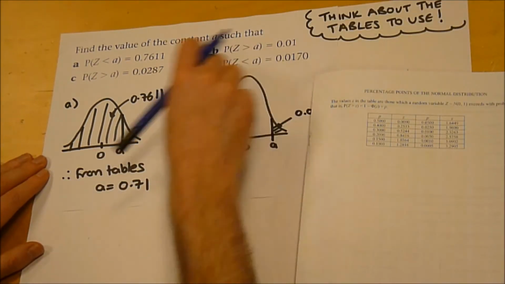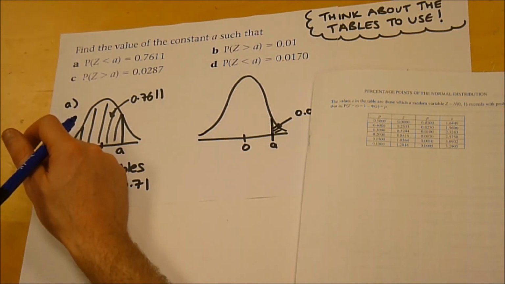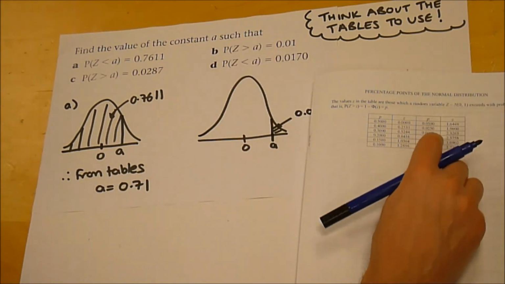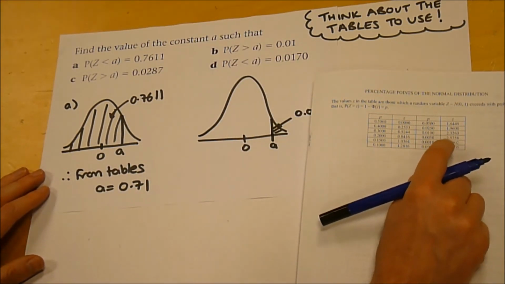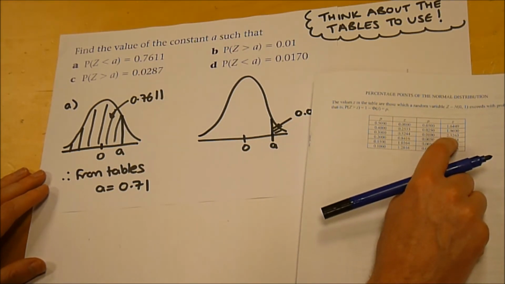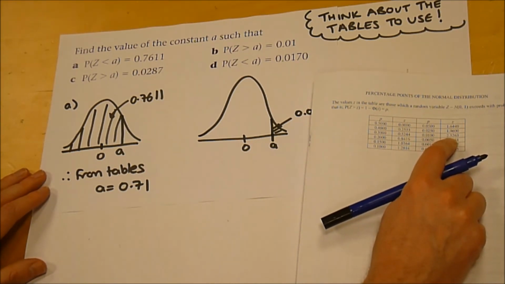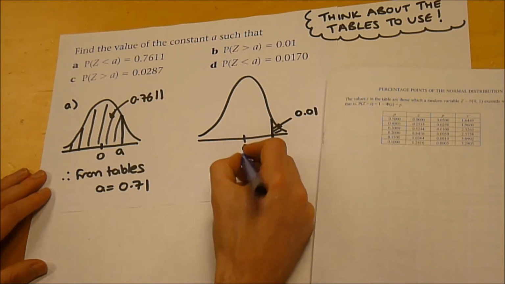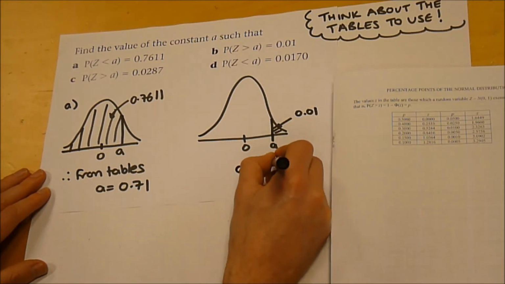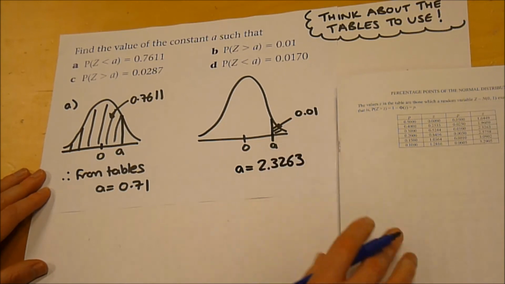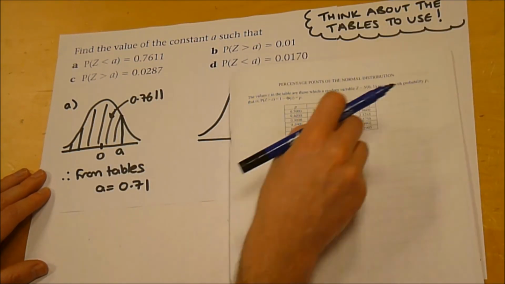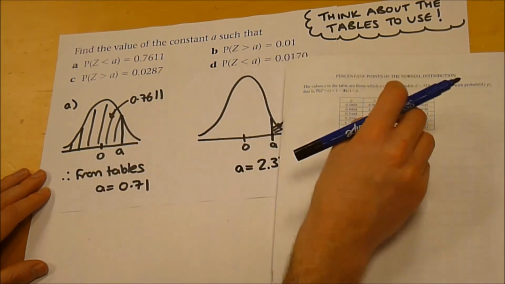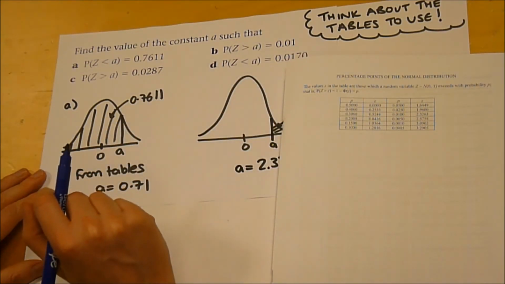So, we want the probability that z is bigger than a being 0.01. So we go to 0.01 in our tables and we find that our z value must be 2.3263. So a must be 2.3263. And it doesn't matter that this was bigger than it, because that's what these tables give us. They give us the probability that z is bigger than the value given here. Okay?